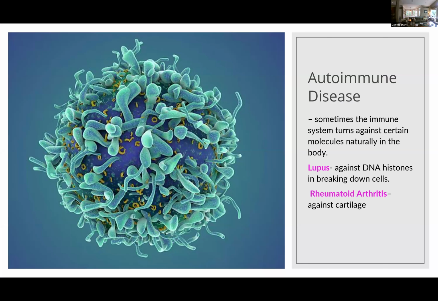Sometimes the immune system turns against certain molecules that naturally occur in your body and healthy cells. So lupus is an example. And it works against DNA histones and breaking down cells. Rheumatoid arthritis is another example. It works against your cartilage. So this is basically your immune system is getting the wrong coding. And your immune system doesn't recognize your own body as harmless. It sees parts of your body as something to attack. So your body tries to attack itself all the time.